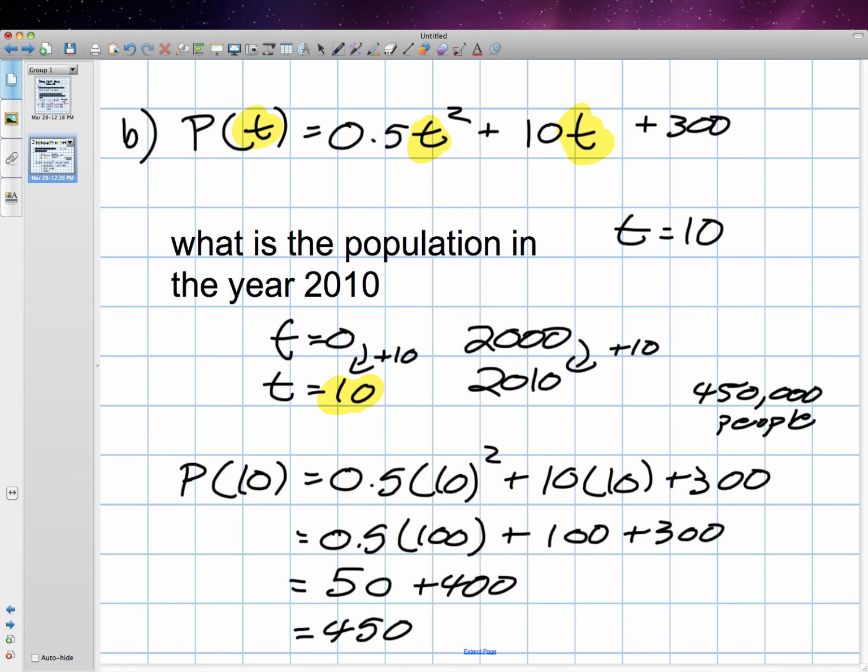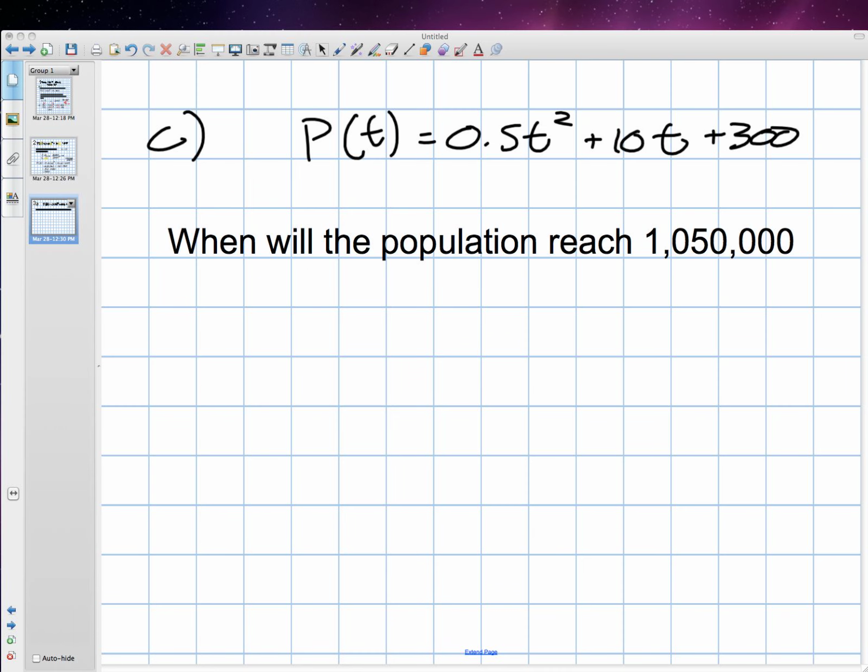Okay, third part about this question. We're still dealing with the exact same function. But this question asks us, when will the population reach 1,050,000 people? We have two variables here. Remember we talked about them. T stood for what? Time in what? What was it measured by? Years. Good. What was our other variable? P at T is what it stood for. What does it stand for?